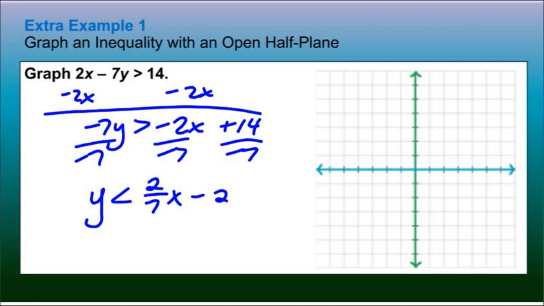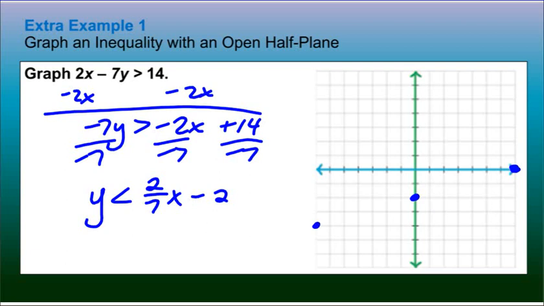So I come to my graph and I put a point at negative 2. And I have to go up 2 to the right 7. So up 2, to the right 7. Or I can go down 2 to the left 7.